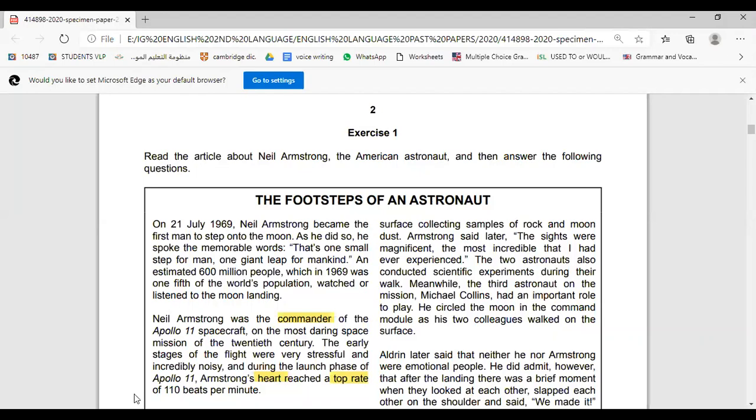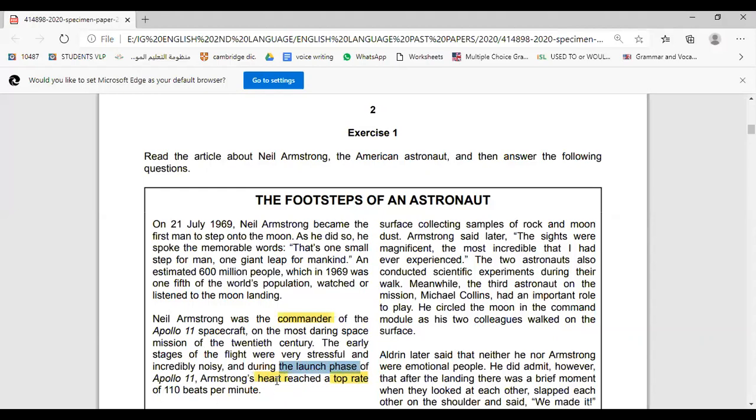So the first thing we will write is commander or commander of Apollo 2nd at most. At most, that's it. Then when we go to heart reached top rate, I need to know when. Okay, per minute, when? I need to go a little bit earlier. The early stages of the flight were very stressful. Is this the answer? And incredibly noisy. And during the launch phase, oh, here is another time. During the launch phase, okay, of Apollo 2nd, Armstrong heart, okay.